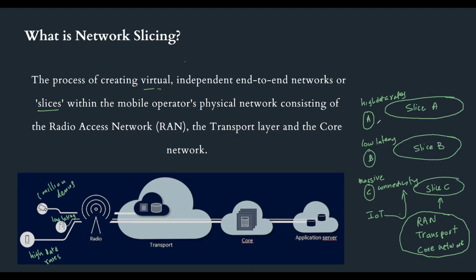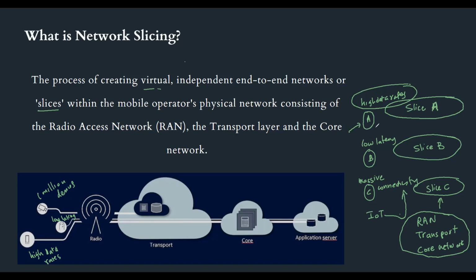Anyway, for different application types, we allocate a different slice. So for high data rate applications, we allocate a slice called A. Any customers who are connected to this high data rate application will be using slice A. And any user who's going to use low latency and ultra reliable communications will connect to slice B. And any user who's connecting to the massive connectivity application will connect to slice C, and so on. So likewise, we can have different slices for different applications.